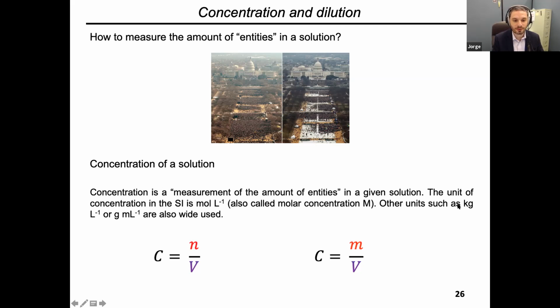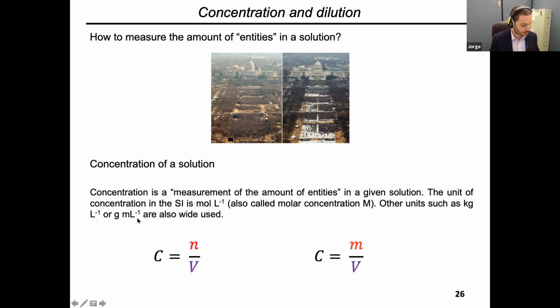The unit of concentration in the international system is mole per liter, okay? So I can represent it as mol L to the -1 or mol/L. This unit is also called molar concentration, and it may be represented instead of mole per liter as an uppercase M. Other units that are also used for concentration are kilograms per liter or grams per milliliter.